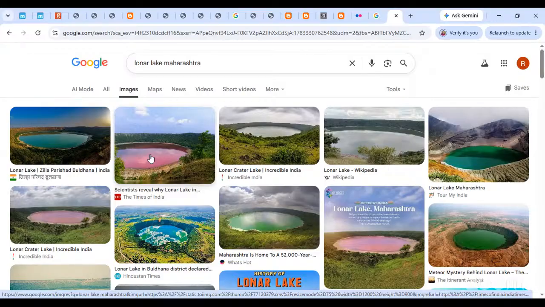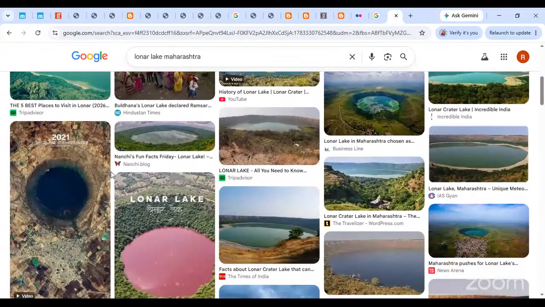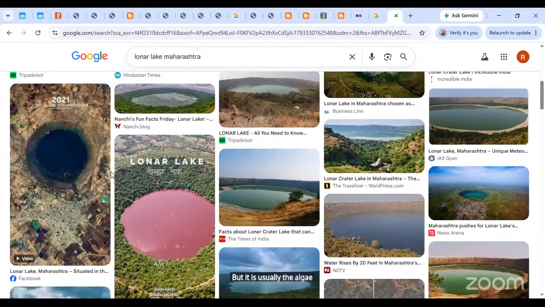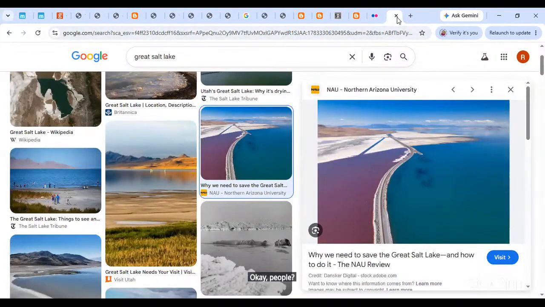Oh, so that was 1 year in which it was looking pinkish. Otherwise, it looks slightly green. But it is usually the algae that decides what color the water is going to have, because the algae will live over there. It is the color of the algae, basically. It's a kind of bacteria that's living in there.